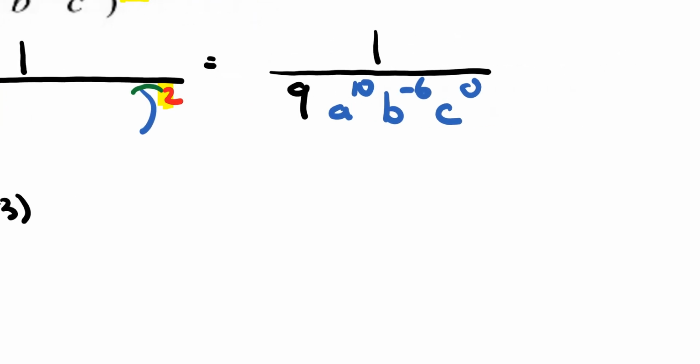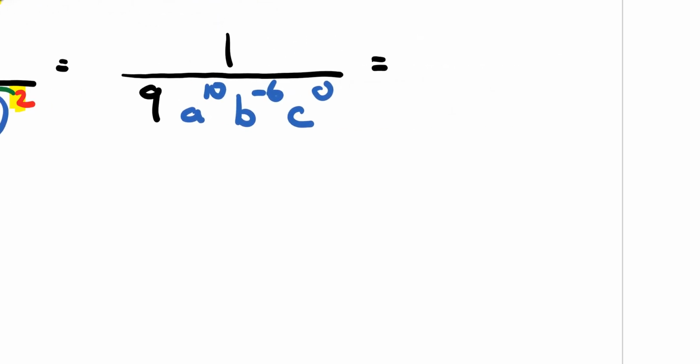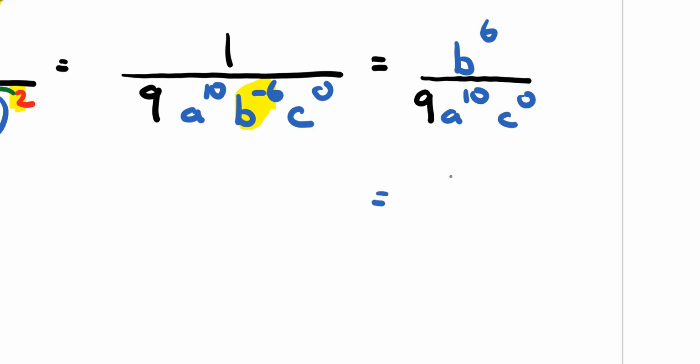Okay, so now I have this expression right here, and what I notice right now is there's a b to the power of negative 6. So since that has a negative power, I can move that to the numerator as b to the power of positive 6. The 9 remains. The a to the power of 10 remains, and c to the power of 0 is just 1. So if I had to fully simplify this, this is b to the power of 6 divided by 9, a to the power of 10. Okay, so there you go. There's your final answer for 10F.